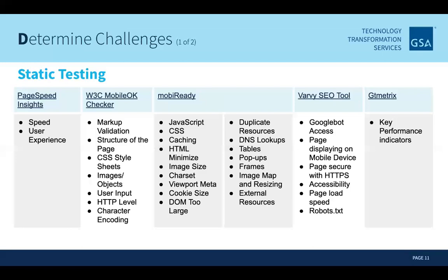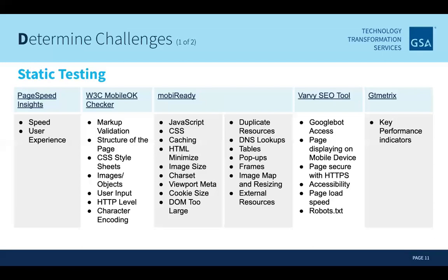Just think about it whenever we do security scans on our other applications. Well, we don't just do it with one tool, we do multiple tools and we look at each situation and figure out what the real challenge is. So just going across the top here, 5 different types of tools. There's PageSpeed Insights. You can see that focuses on speed and user experience. W3C, this is a mobile OK checker that focuses on the markup validation, CSS styles, HTTP levels. So it's different things than the first one.